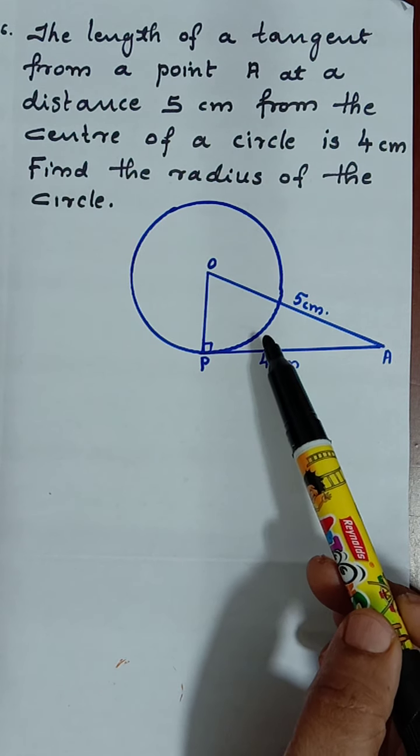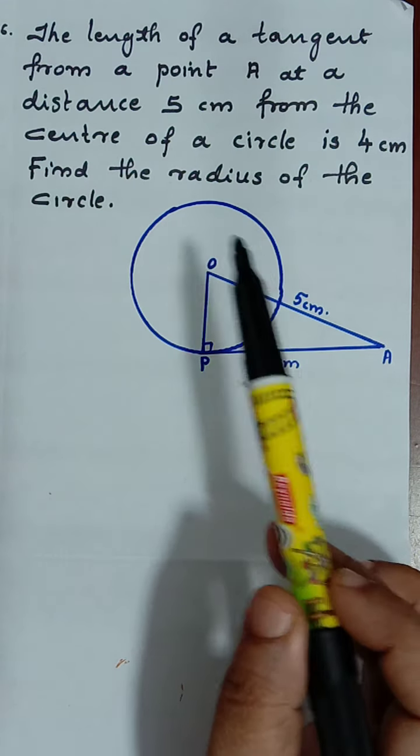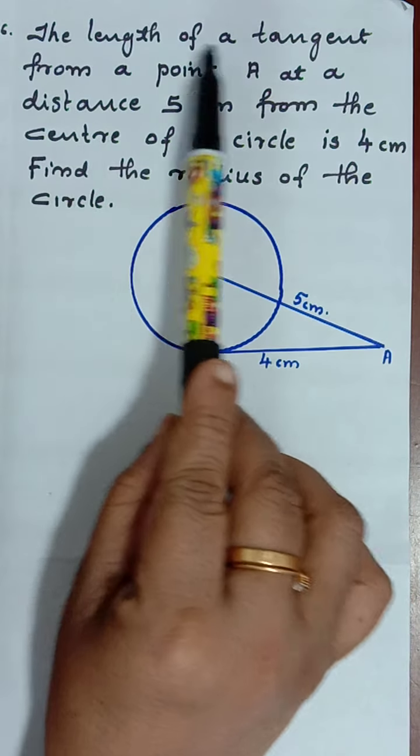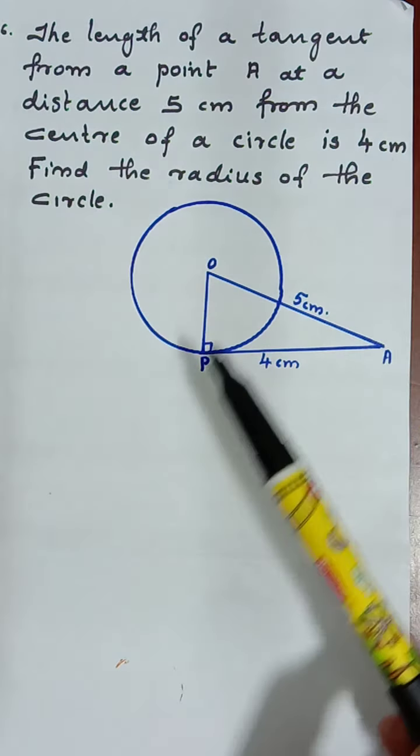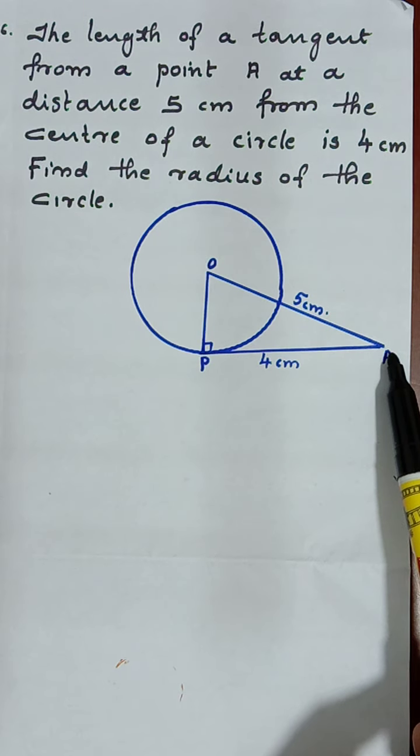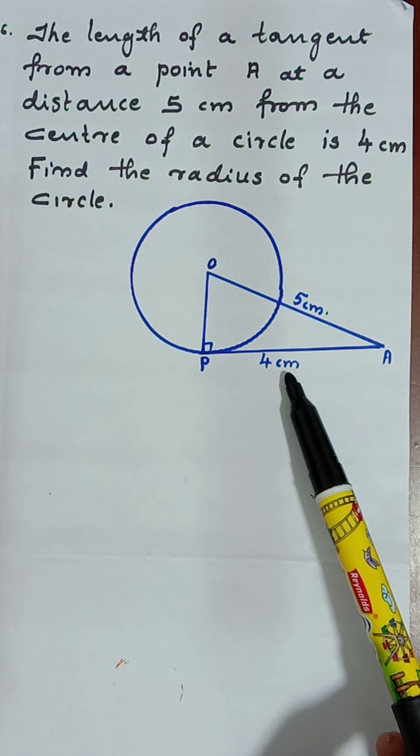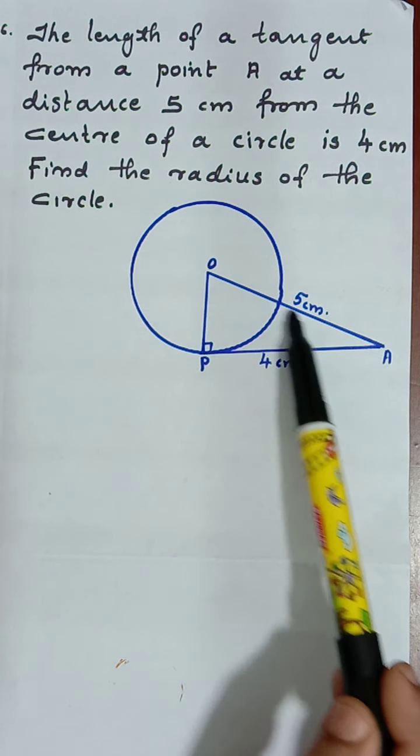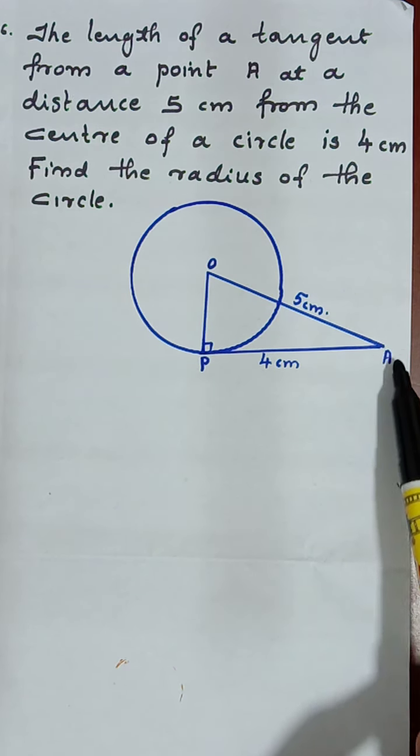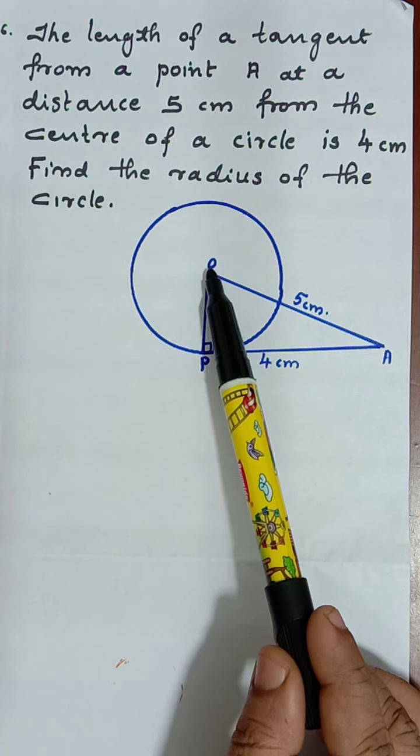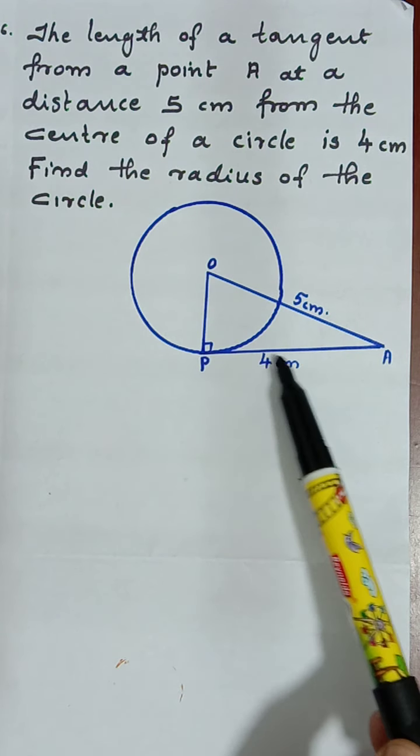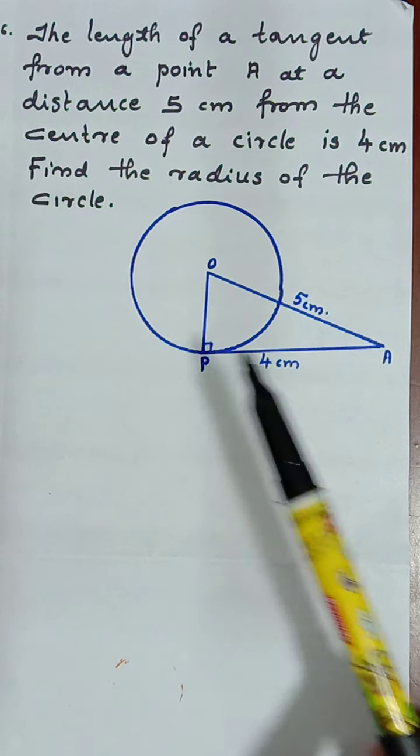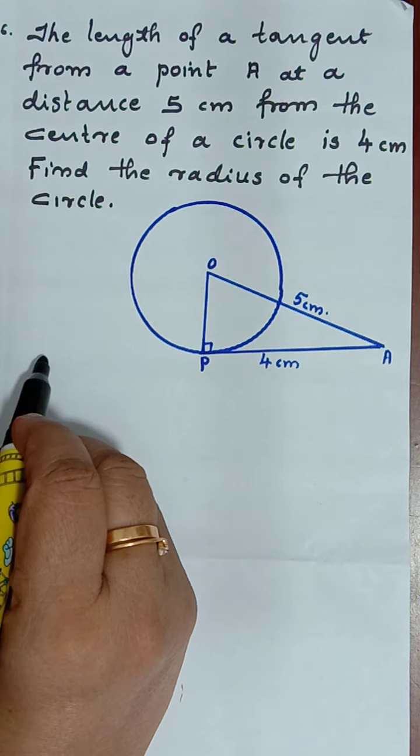When we read the question, you have to be careful. Length of the tangent is 4 centimeter. This is a tangent PA. Length is 4 centimeter. It is at a distance of 5 centimeter away from the center. So A is a point 5 centimeter away from the center and tangent's length is 4 centimeter. Find radius of the circle. OP here we have to find out.